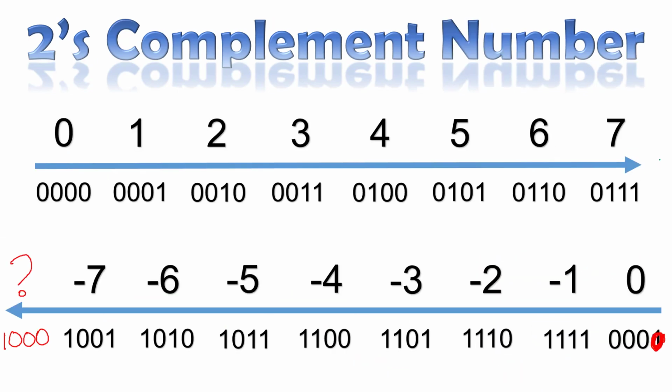If we go back to the number line, 1000 represents negative 8. And you can see that now each binary word represents a different decimal number. Unlike the 1's complement, whereby you have 2 binary words to represent the number 0, in this case we have 16 different binary words to represent all different numbers, whether positive or negative. You have total of 16 different representations.